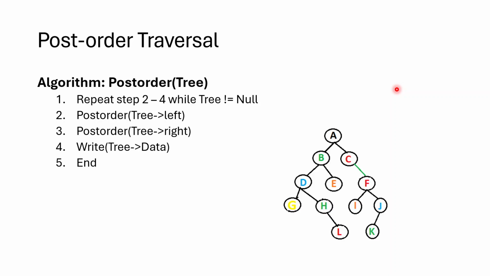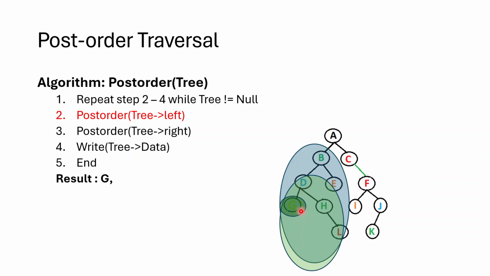So you can see here the same steps. Now, at first, left. So here, the left of A is this. And then, once again, does B have a left child? Yes. So once again, we call this function. Does D have a left child? Yes. Okay. Does G have a left child? No. Does G have a right side? No. At last, the root node. G is the root node, so G comes in the output.